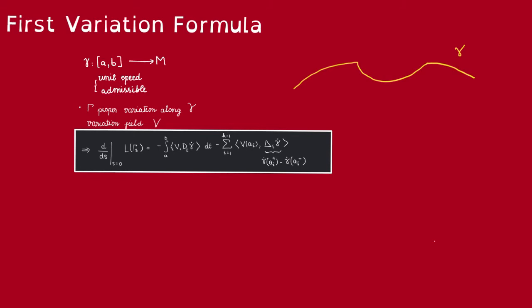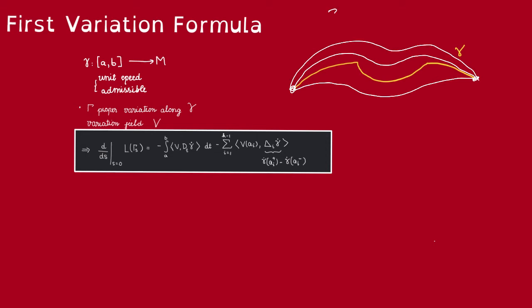Now we let big gamma here be a proper variation along this little gamma. Remember, a variation along gamma would just be a family of curves, one of which, the curve at 0, would be this gamma, and a variation is said to be proper if the endpoints of all the curves in the family are the same as that of gamma. So here, this is an example of a proper variation.